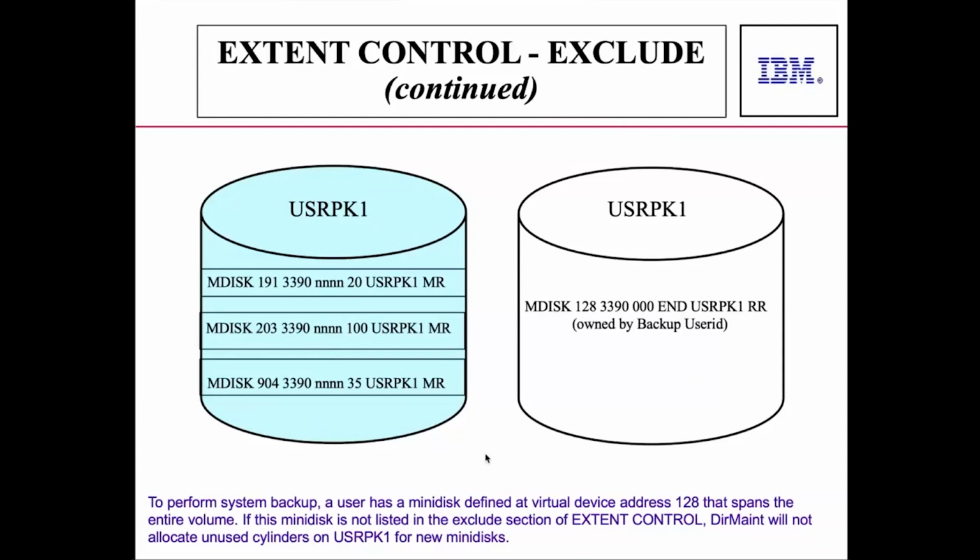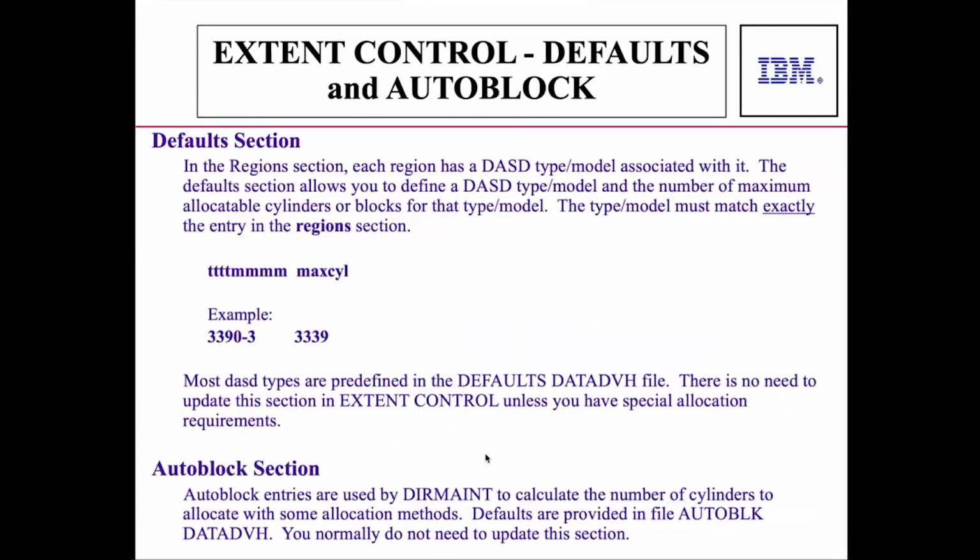And like I say, for the basic system, when you first get the system installed, the extent control that comes as a sample has an exclude section. It covers those various maint disks, PMAINT, those kinds of things, which otherwise would cause you allocation problems. So it excludes those volumes, but you may have to add to it depending on what else you are allocating.